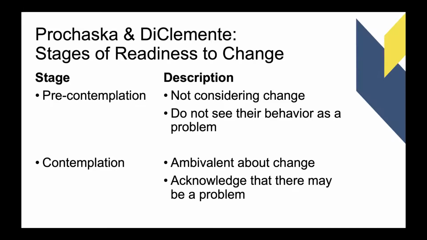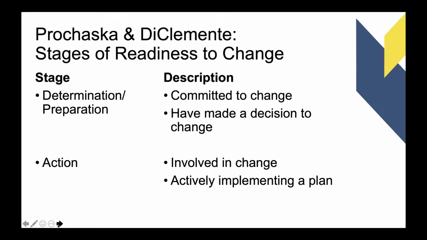Contemplation is the second stage. This is where the person is a bit ambivalent about change, and they might acknowledge that there might be a problem. The next stage is determination and preparation, where we may have someone who is more committed to change, and they made a decision to change. They see that they do have a problem and they would like to make some positive changes.